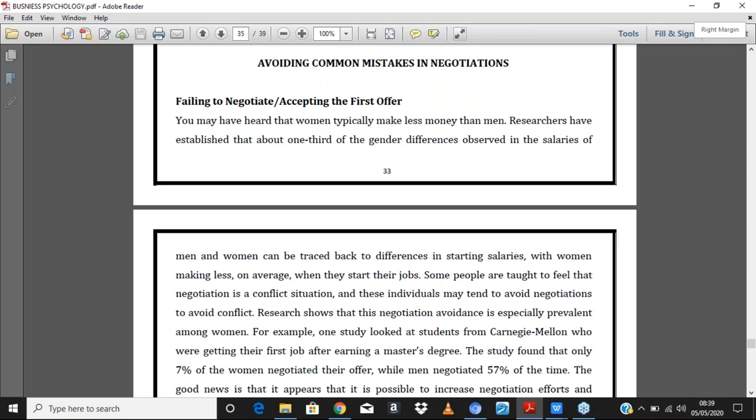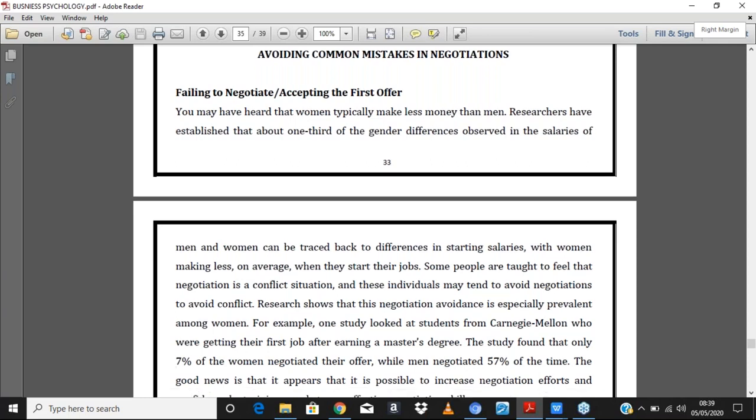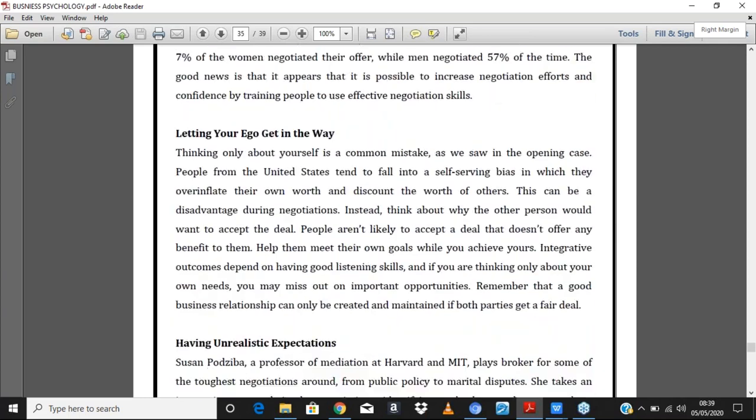Another mistake after accepting the first offer is letting your ego get in the way. In other words, your pride. I can't do this. I know what I have. So thinking about yourself is a mistake.